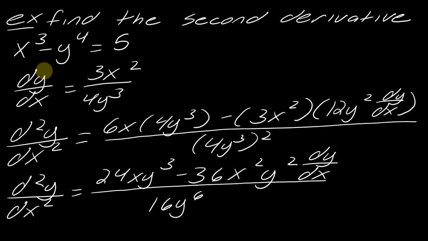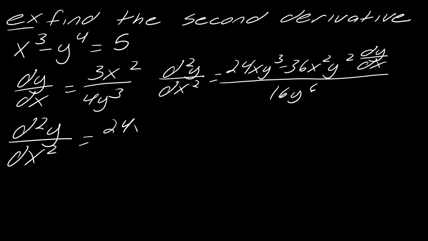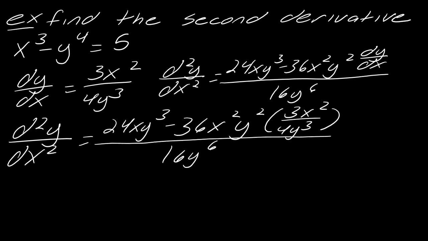The thing about this is that you can't have dy/dx in your final answer. So this is why you also need to remember your first derivative. You take it and slide it in place of the dy/dx, because it's odd having a dy/dx in your second derivative. So let me clear some space. For reference, here's our second derivative. Now if I replace that dy/dx, this is going to be 24xy cubed minus 36x squared y squared times 3x squared over 4y cubed, over 16y to the 6.